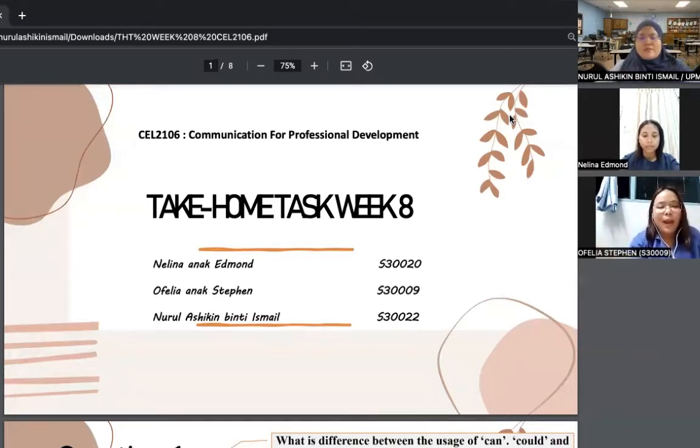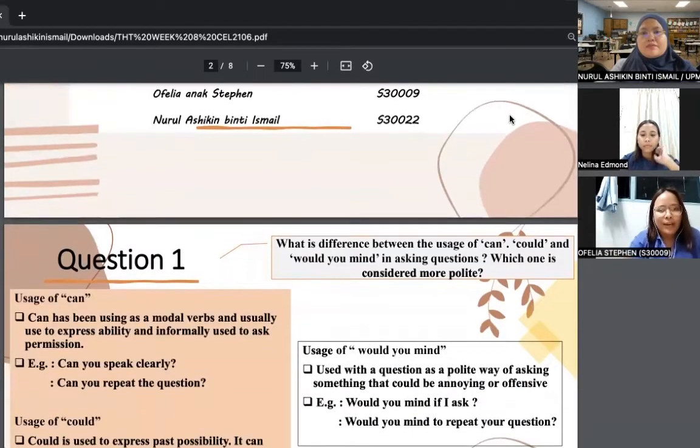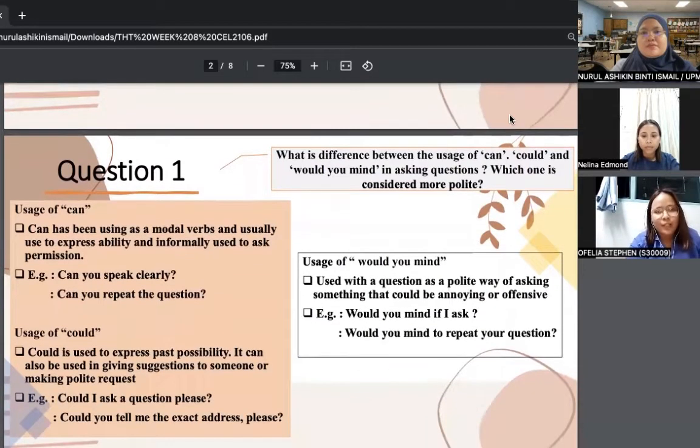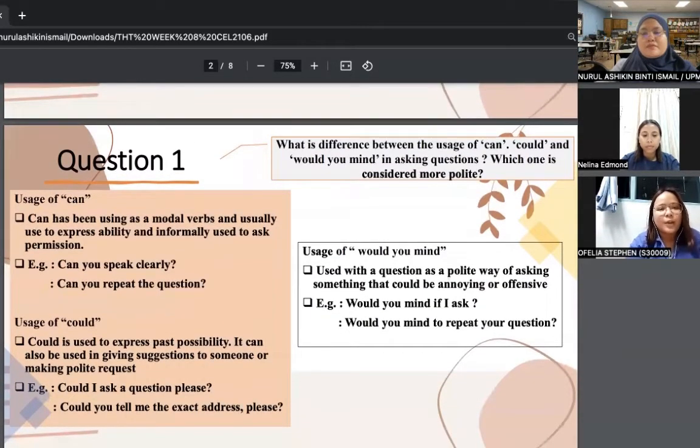Today, me and my groupmates, Nelina and Nur Ashikin, will present what we have discussed in Tech Home Task Week 8. This Tech Home Task will consist of 4 questions, and I will start with question number 1, which is: what is the difference between the uses of can, could, and would you mind in asking questions, and which one is considered more polite?